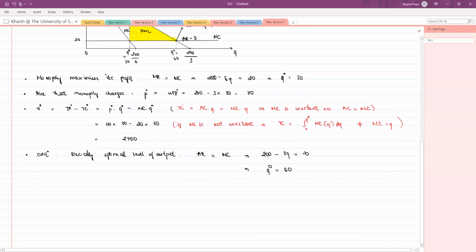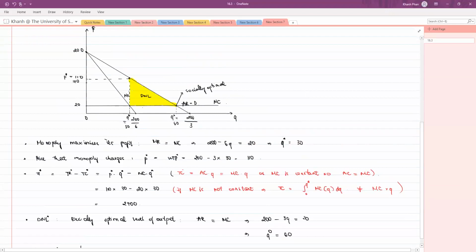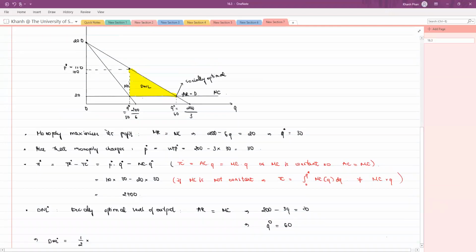In this case, the deadweight loss is just going to be the triangle there. The area is half of the rise times the run, so half of this height over here, which is between 20 and 110.